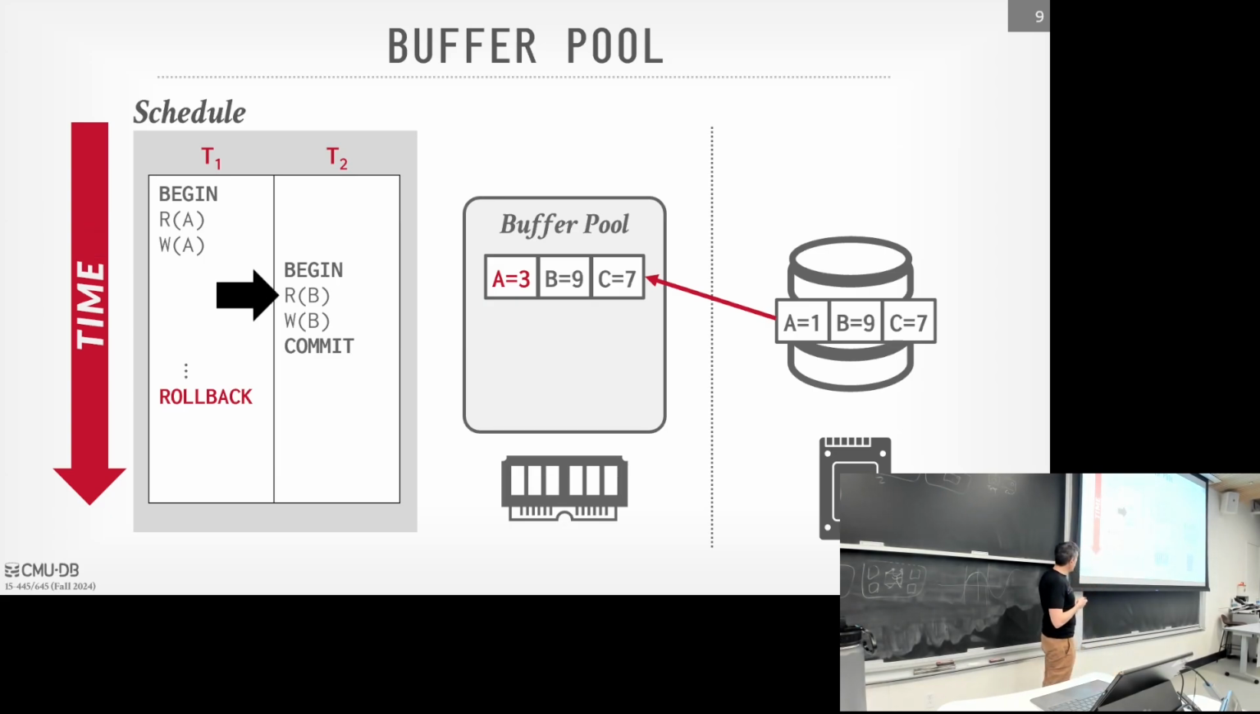Now the context switch will come over here. We do a read on B. Well, that's already in our buffer pool, so that's fine. We're good there. Now we do a write on B. Again, it's in the same page where A was. We go ahead and update, and that's fine, and we're done.